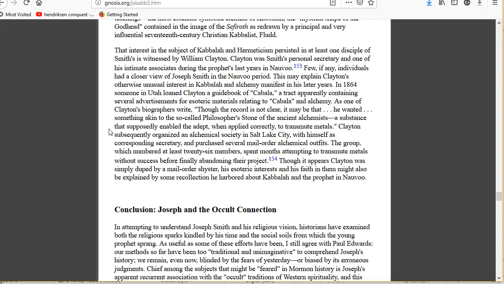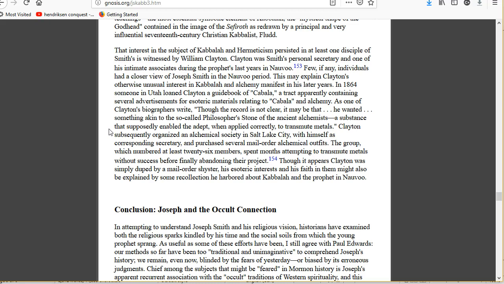As one of Clayton's biographers writes, quote, though the record is not clear, it may be that he wanted something akin to the so-called philosopher's stone of the ancient alchemist, a substance that supposedly enabled the adept, when applied correctly, to transmute metals, unquote. Clayton subsequently organized an alchemical society in Salt Lake City with himself as corresponding secretary and purchased several mail-order alchemical outfits. The group, which numbered at least 26 members, spent months attempting to transmute metals without success before finally abandoning their project. Though it appears Clayton was simply duped by a mail-order shyster, his esoteric interests and his faith in them might also be explained by some recollection he harbored about Kabbalah and the prophet in Nauvoo.